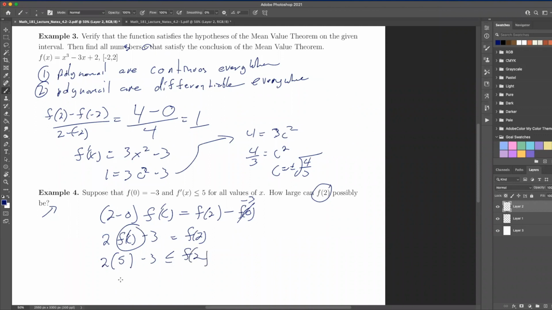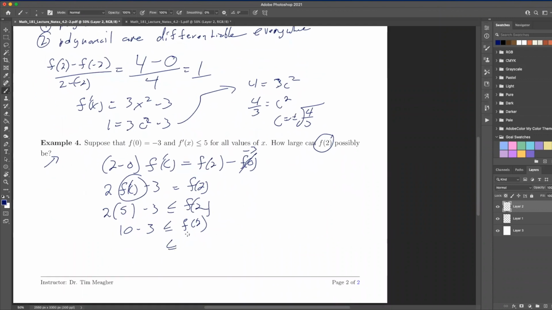So here, that gives us 10 minus 3 is strictly less than f of 2. And that means f of 2 is 7 or less, right? So the highest value you can get here is 7. Now, does that make a lot of sense? Let's think about this kind of in blunt force trauma mode, right?